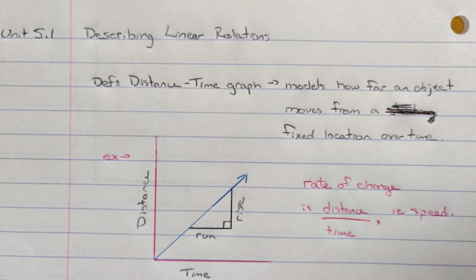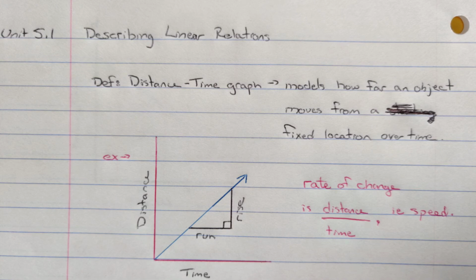In this section, we're going to look at describing linear relations. Our main focus is going to be with distance time graphs, but we're just looking at how we can make a description of what's going on in the model given by a graph and a relationship that is linear. A distance time graph, we've looked at a little bit before, just models how far an object moves from a fixed location over time.